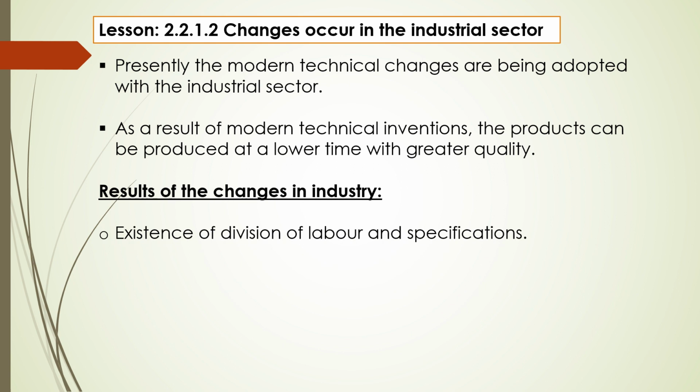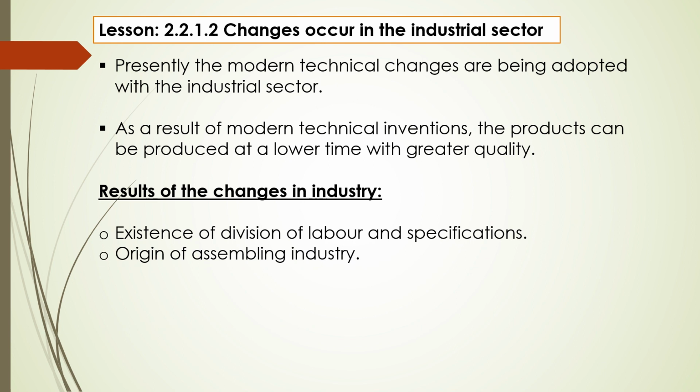The first one, existence of division of labor and specifications. When you look at an industry, or maybe a factory, you can observe that there are many divisions established in a factory. For example, in a vehicle assembling industry, there are many divisions of labor that people can engage in, and as a result, many people can get employment.